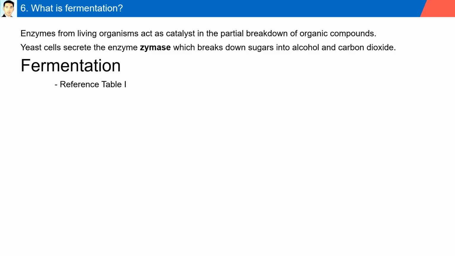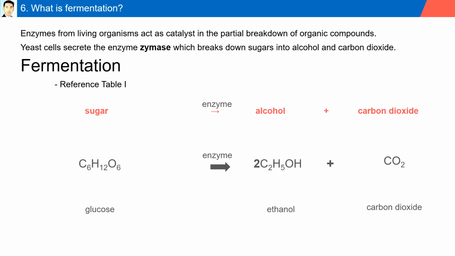What is fermentation? Enzymes from living organisms act as a catalyst in the partial breakdown of organic compounds. Yeast cells secrete the enzyme zymase, which breaks down sugars into alcohol and carbon dioxide. In fermentation, glucose, C6H12O6, reacts to produce two molecules of ethanol, C2H5OH, plus carbon dioxide.